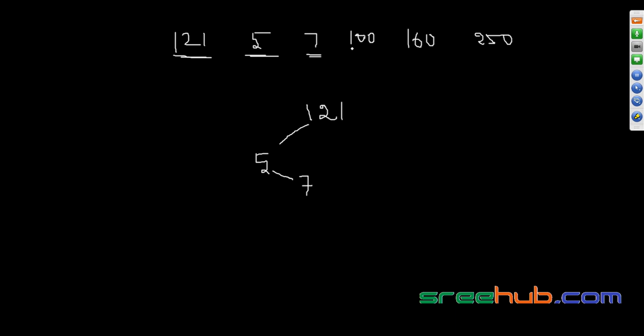Now again the next element, 100. 100 will be taken. Now 121: 100 is less than 121, so it will go to the left of 121. Now it will check with 5. 100 is greater than 5, so it goes to the right side. Now 7: 100 is greater than 7, so 100 will be placed here.